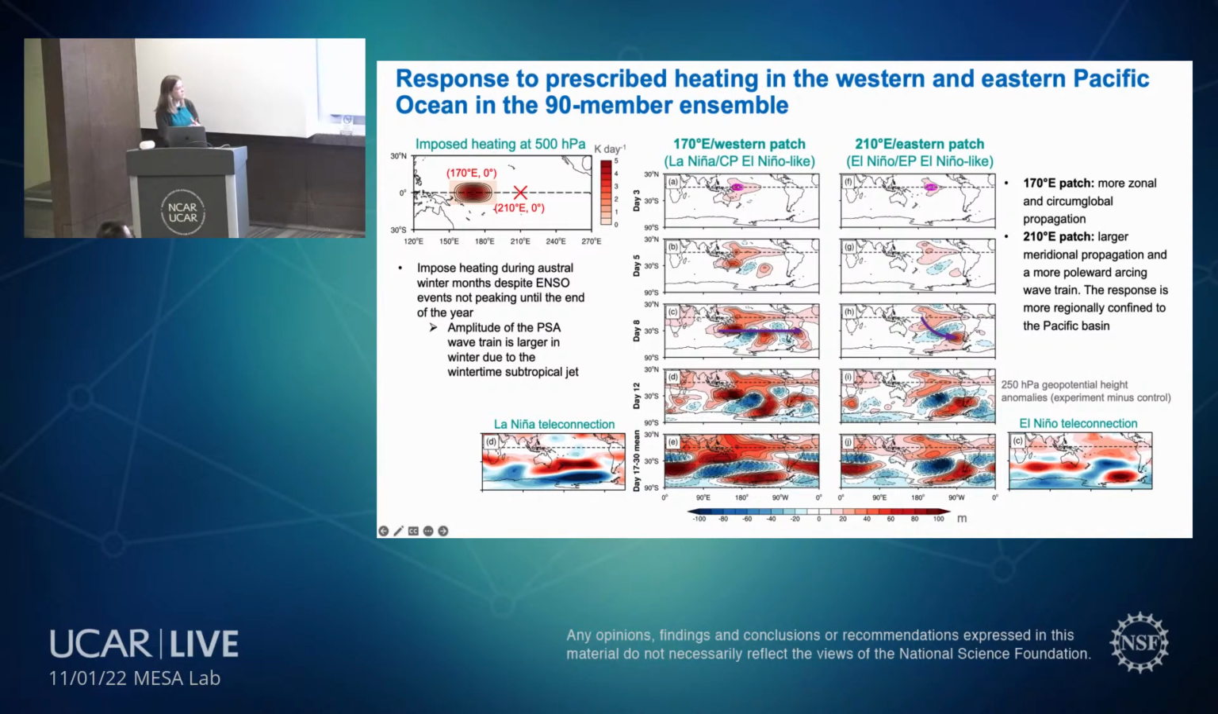And so the centres of these anomalies don't really evolve too much throughout the course of the simulation, and they well match in the time mean response. And so there seems to be less zonal, circumglobal propagation in this experiment, and so it largely ends up being more regionally confined to the Pacific Basin.